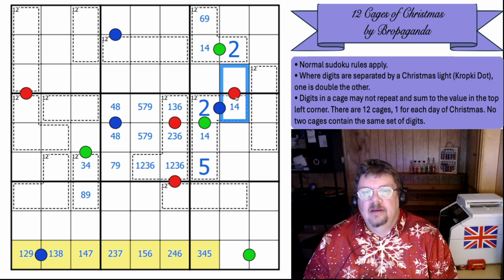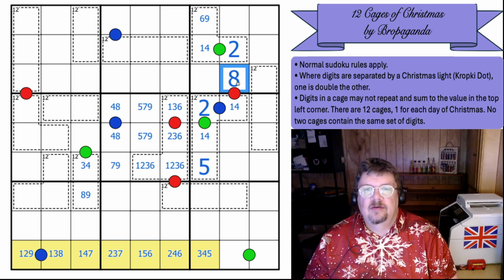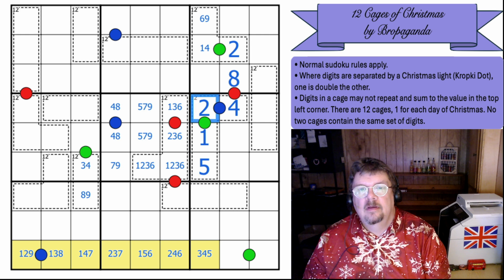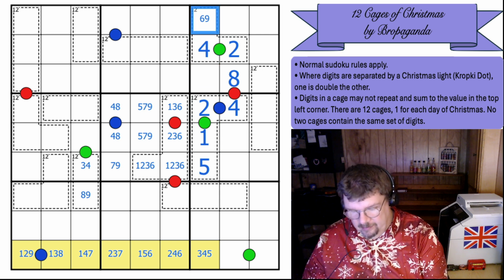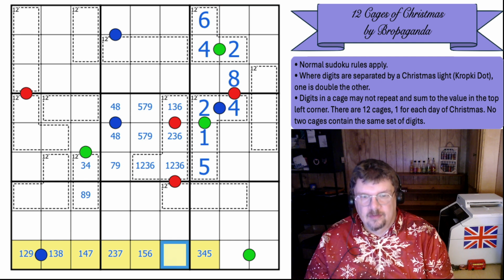Okay, this dot here, I need a digit that is either half or double the 1 or the 4, but it is not a 2. And the only option for that is an 8. That makes that 4. That makes that 1. That 1 makes that 4, and that's 6. So we've now used the 2, 4, 6.